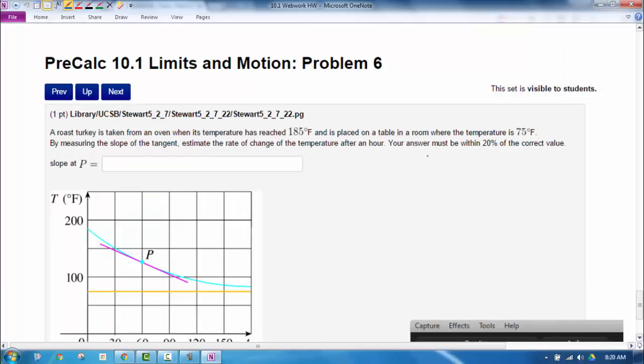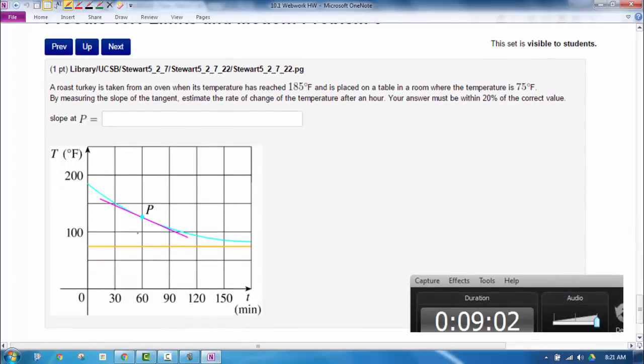Okay, the next question says a roast turkey is taken from the oven and its temperature is 185, and the room temperature is 75, so the temperature is going to be going down. It says estimate the rate of change of the temperature at an hour. So at an hour, 60 minutes right here, we're looking for the slope of that tangent line, which they've drawn in for us, which is nice. So I'm going to use these 2 points. They look close enough. The rise over run then would be down 50 degrees and over 1 hour, 60 minutes. So I'm going to do negative 5/6.